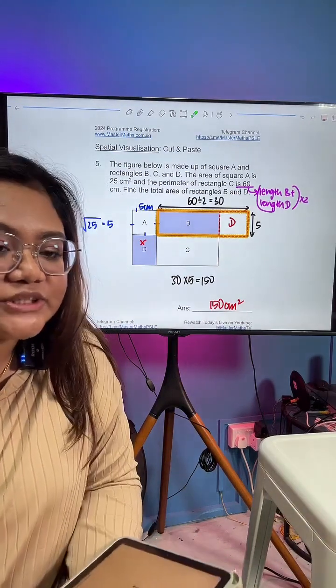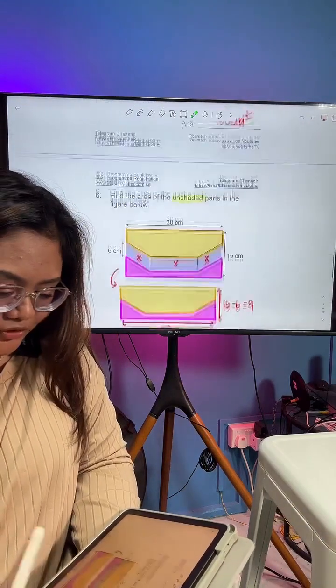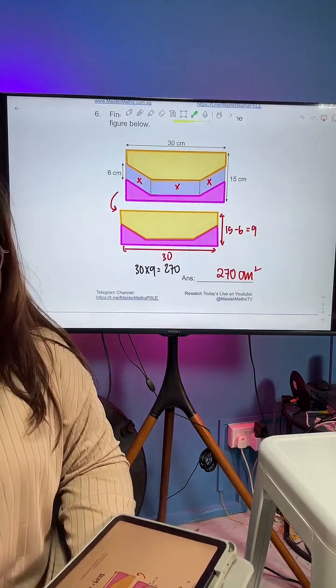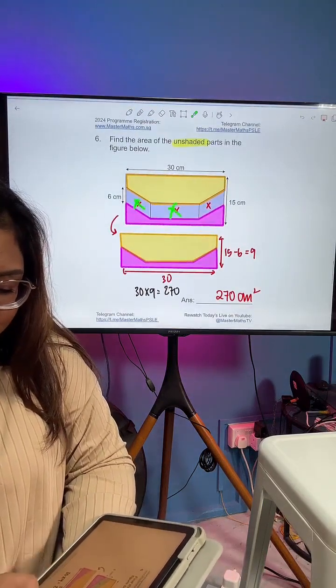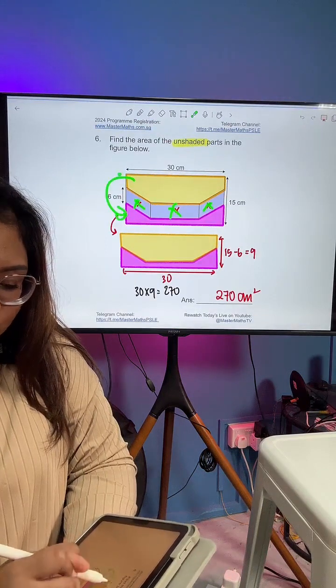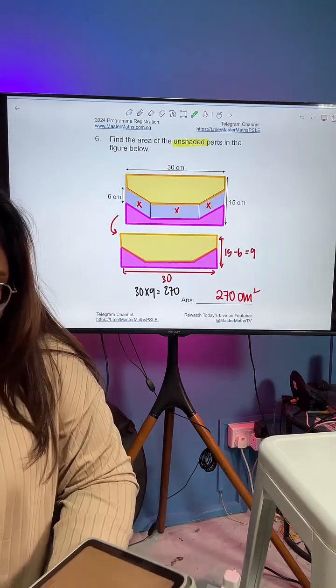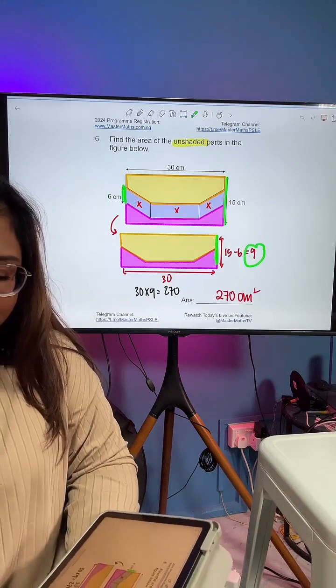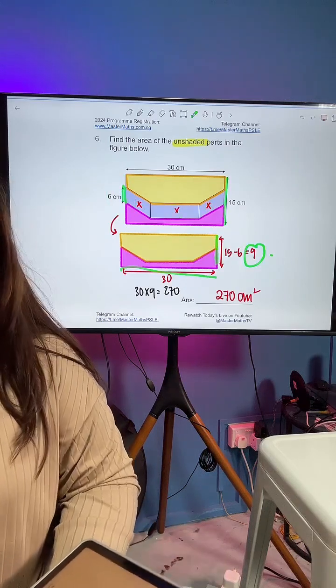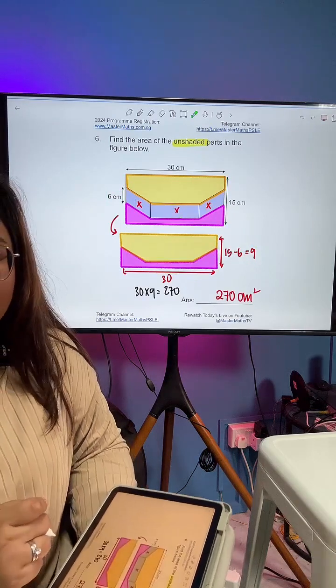Any questions? Question 6, is it Arash? You need question 6. Here you go. Okay, question 6, how to solve. You want to find the unshaded parts. You take all these away and then join the orange and the pink together. Combine them together, your breadth will drop from 15. You take away 6, it will drop to 9. But your length remains the same. So 30 times 9 to give you 270, okay?